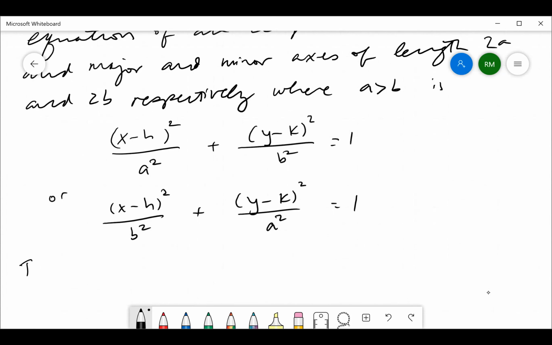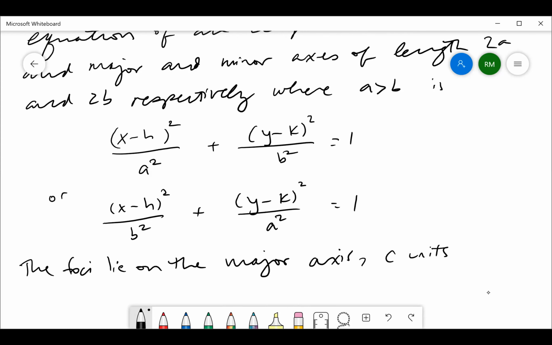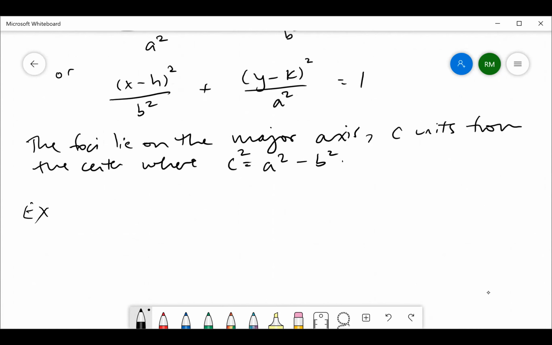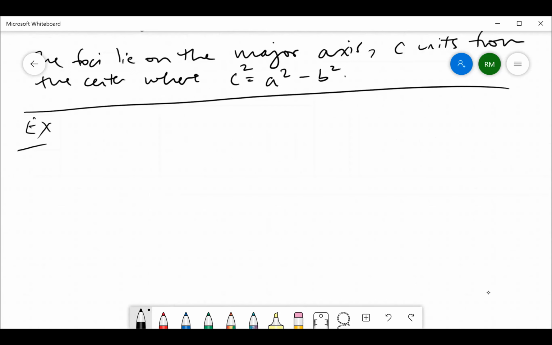The foci lie on the major axis, c units from the center, where c squared is a squared minus b squared. Okay, so let's do an example where we can graph everything and see that this all matches up.